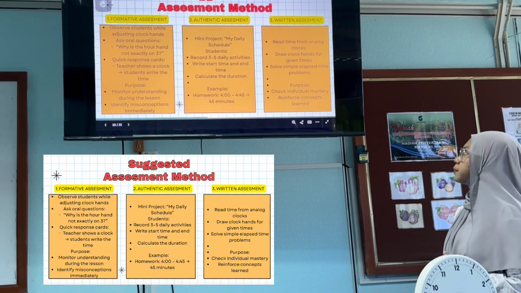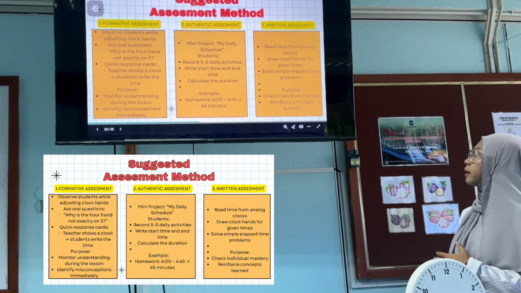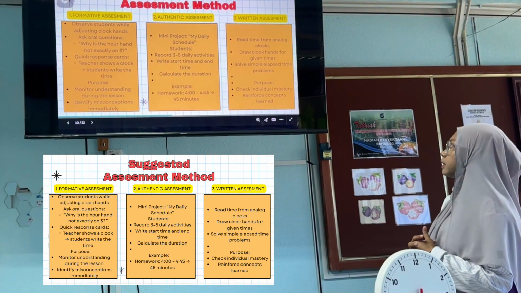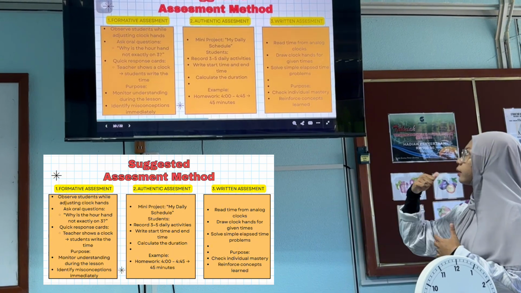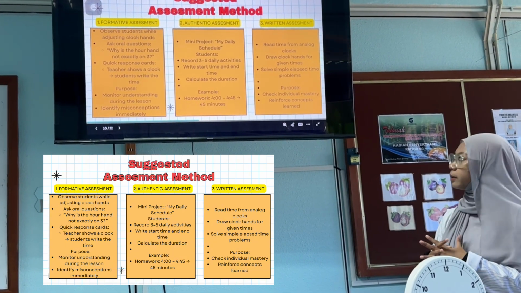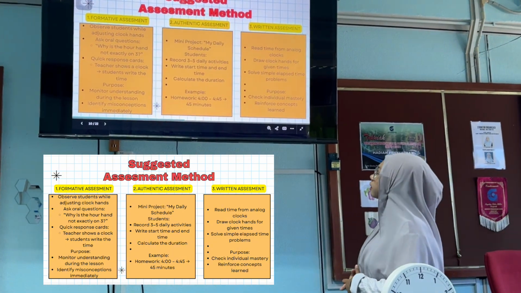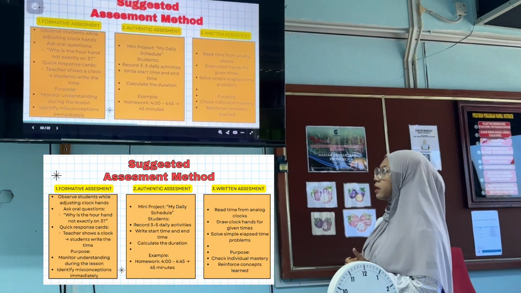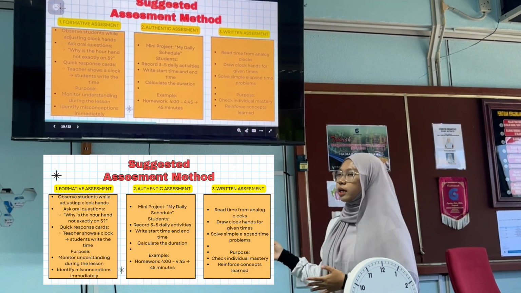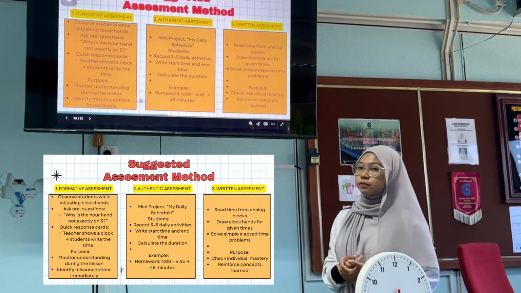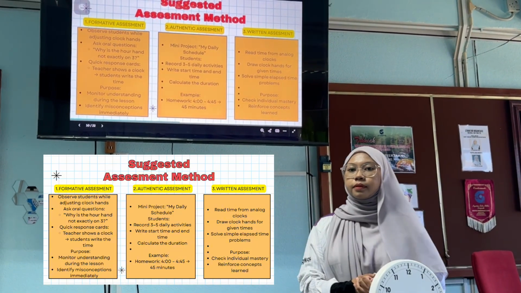And the last assessment is written assessment. For example, the teachers can ask questions like read time from analog clocks, draw clock hands for given time, and solve simple problems that relate to elapsed time. So the main purpose of this written assessment is to check individual mastery and reinforce concept learning. Next.